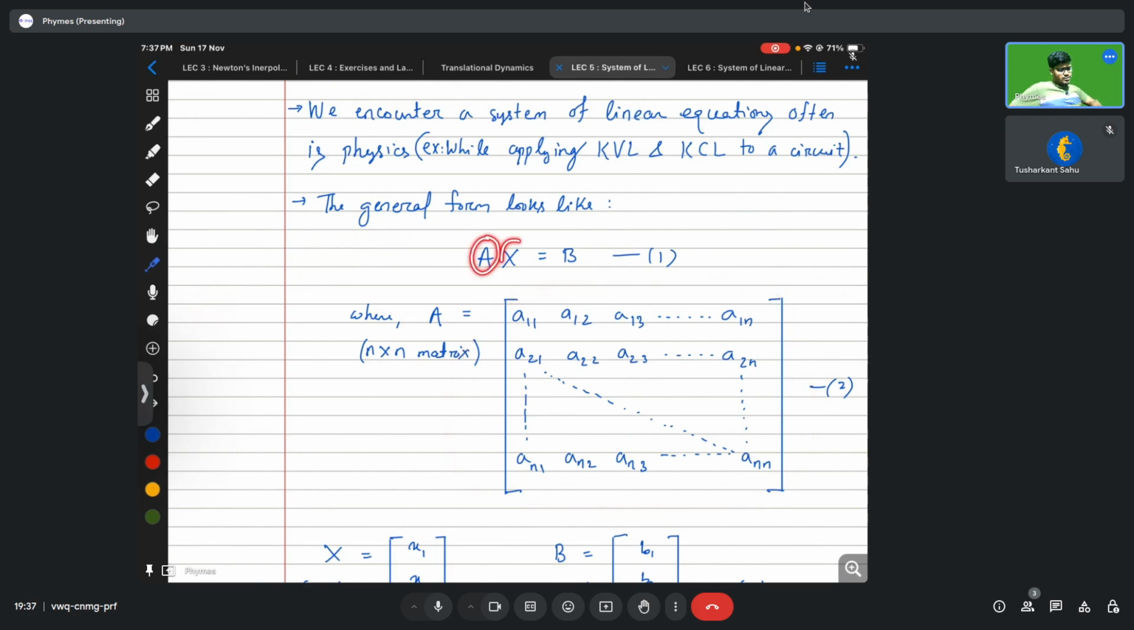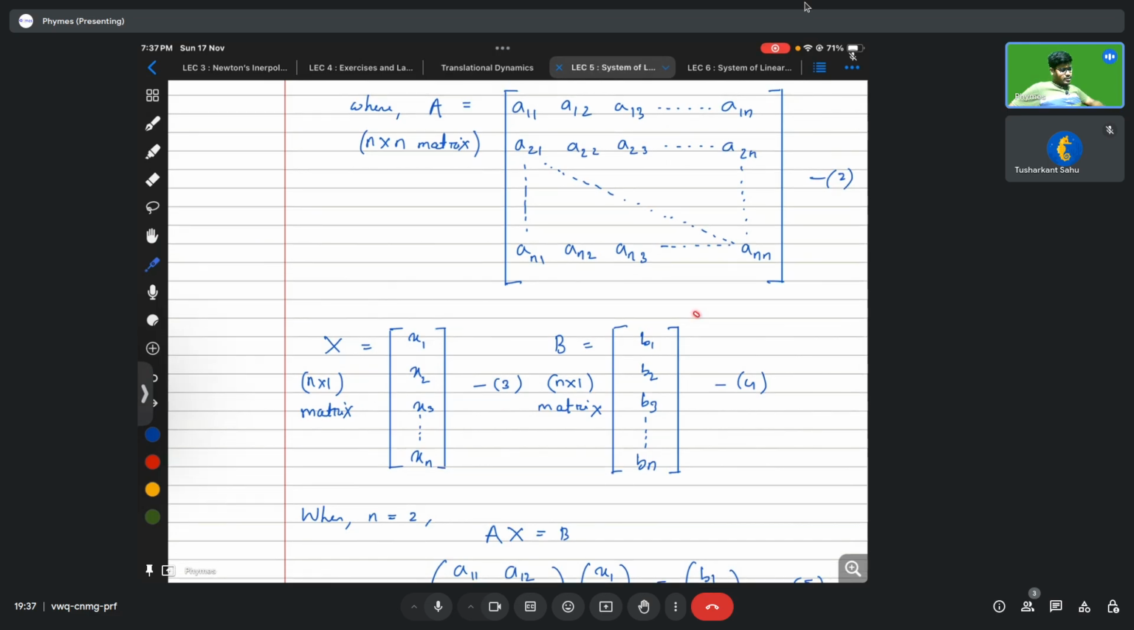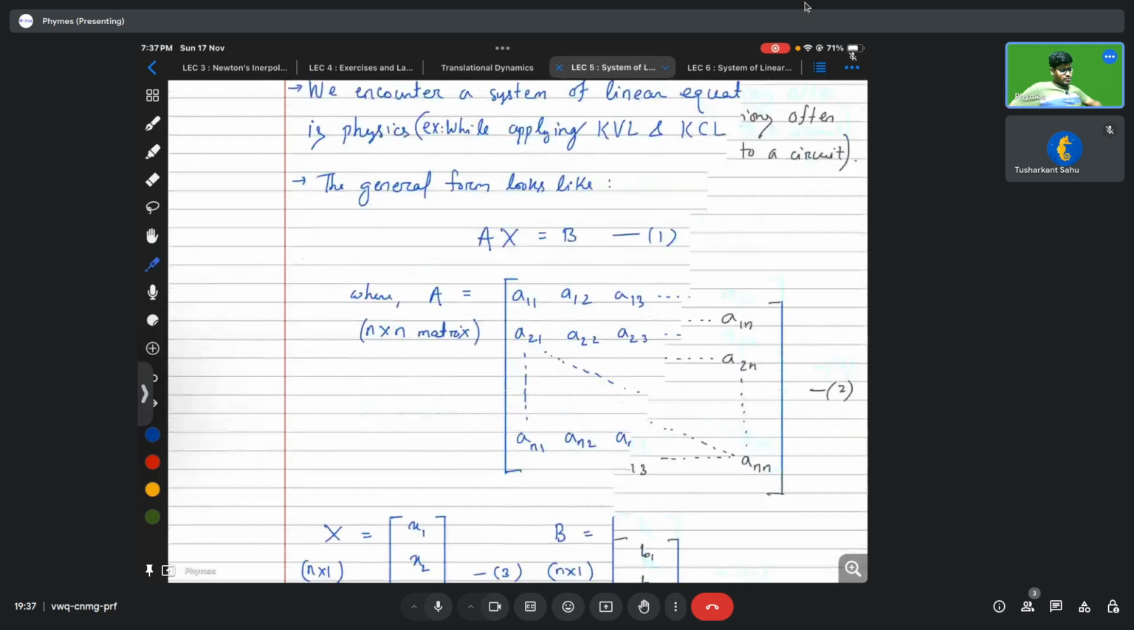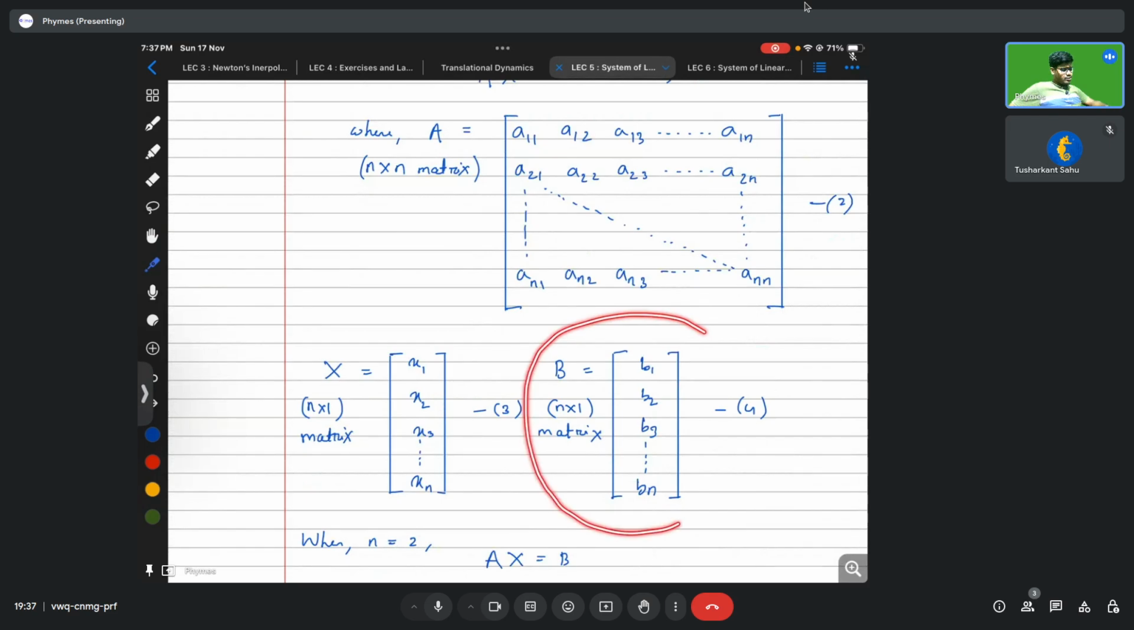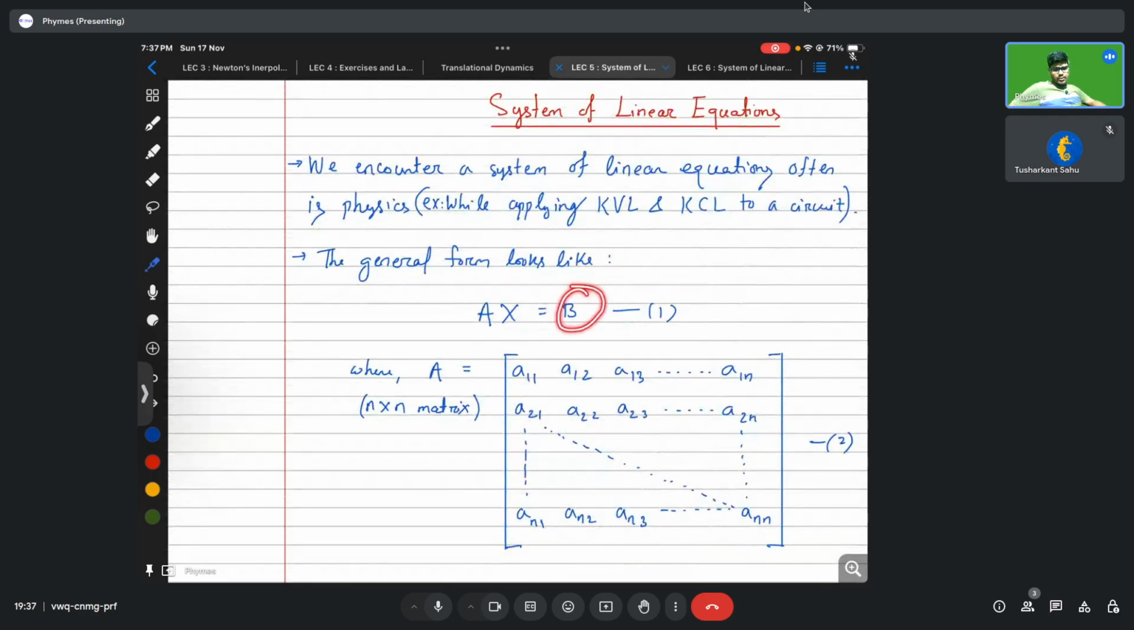And what is this x? X is a column matrix, and it holds all the variables. In our example, it was x, y and z. Suppose there are n variables, and we name them x1, x2, x3 up to xn. And on the right hand side there may also be some values, and they are together in another column matrix, usually represented by B.